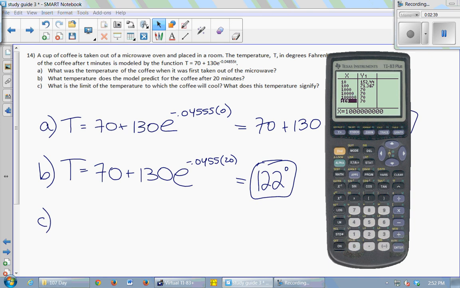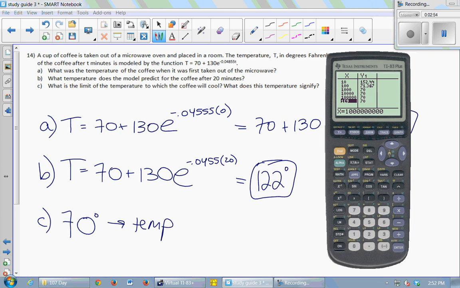It looks like 70 degrees is the limiting value. 70 degrees, and that is the temperature of the room. The temperature of the coffee will eventually approach room temperature, and it can't get any colder than that.